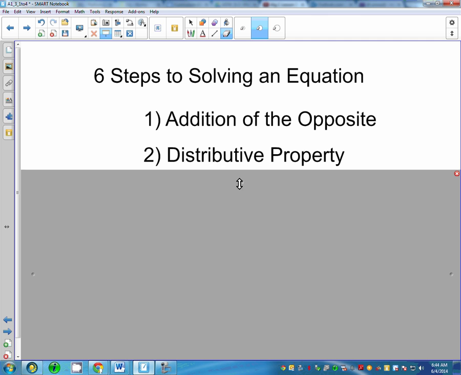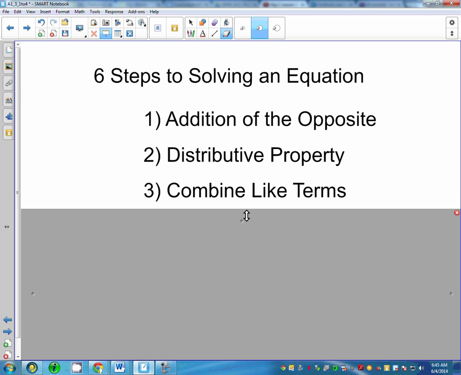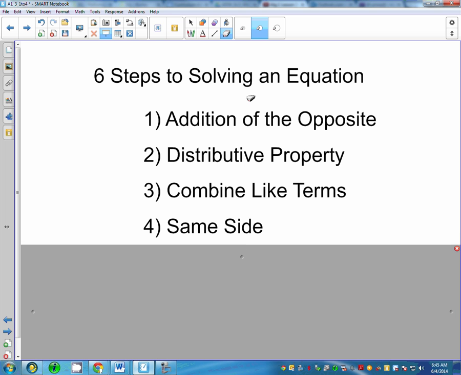Next, you're going to take care of any distributive property you have in the equation, simplifying it. The third step is to combine any like terms you can on each side of the equation. The fourth step, or the same side step, is where we move all of the variables to one side and all of the constants to the other. Remember, in this step, you're performing addition or subtraction to move either a variable or constant.